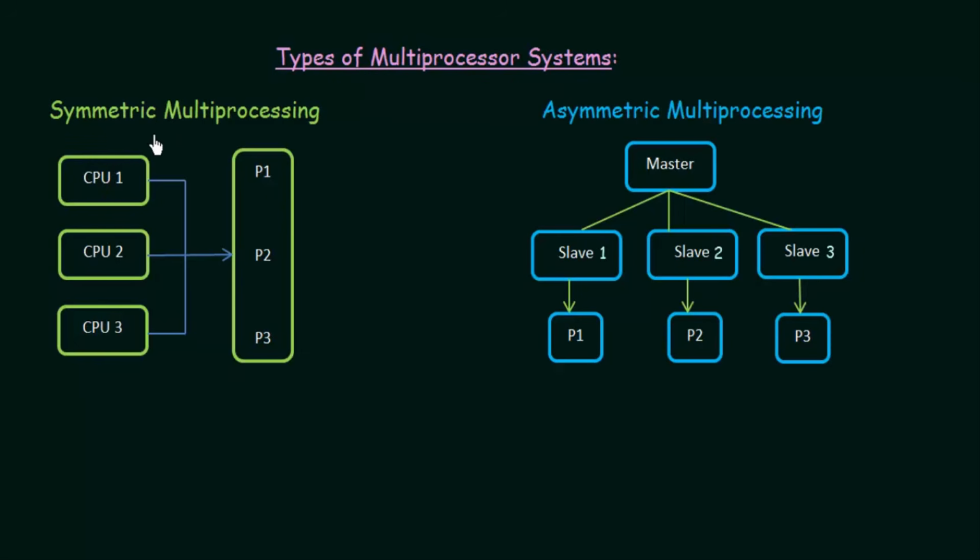But in symmetric multiprocessing, we see that there is no master-slave approach, but all the processors are peers, or they are similar to each other, and they are all involved in all the tasks that are present. So that is the difference between symmetric multiprocessing and asymmetric multiprocessing.